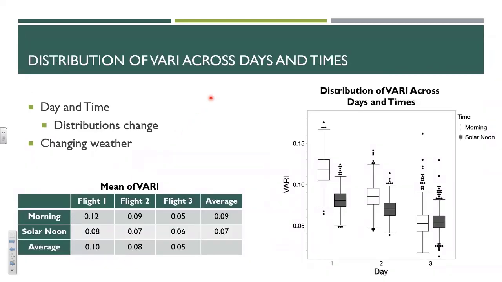Now looking at the distribution of VARI across days and times, you can see again, days on the x-axis and VARI on the y-axis. The white boxes are from the morning and the dark grays from solar noon. Again, the means are changing across day for all of these flights, and the morning ones are usually slightly higher. I can't say again if it's due to the morning and solar noon specifically. It might be due to the weather. On day one, the morning flight, there was dew on the plants, where in the other mornings there wasn't. So that might be affecting those averages.